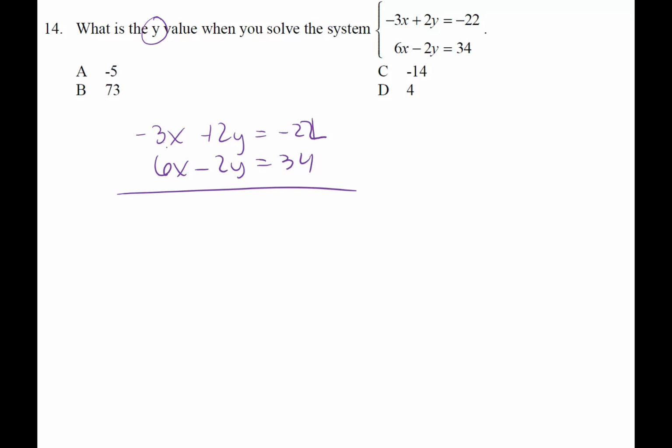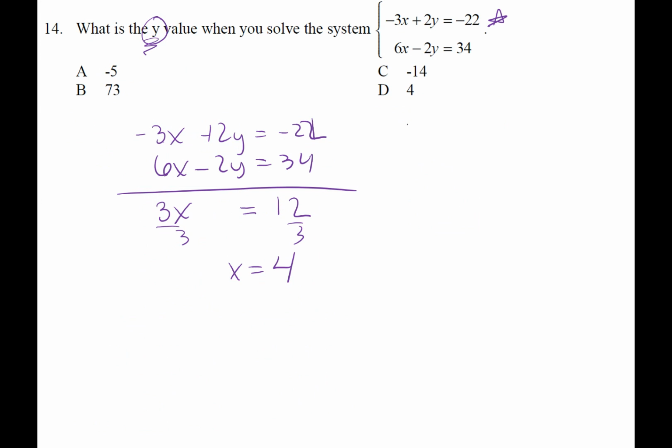So -3x plus 6x is 3x. The y's go away because they equal 0. And then -22 and positive 34 is 12. And then I'm going to divide by 3. So x equals 4. And then it doesn't matter where I substitute into. I'm going to choose to go into the first one, because that's just the x value, and I have to find the y value.